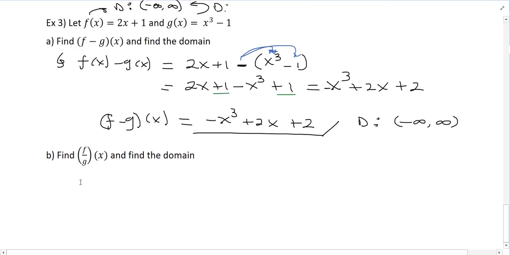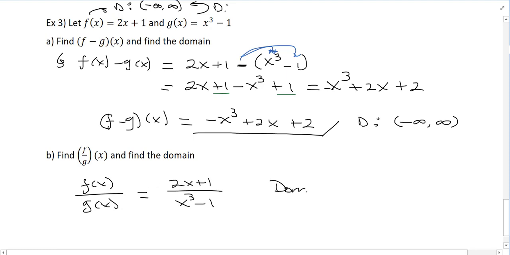Now, what about part B? Find f divided by g of x. So that means find f of x over g of x. So f of x we know is 2x plus 1, and g of x is x cubed minus 1. And can we simplify this? Not really, not in the sense of canceling things out. So this will be our function. But now how do we find the domain?